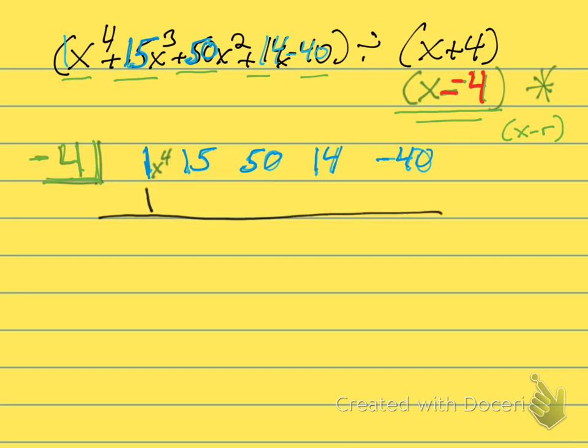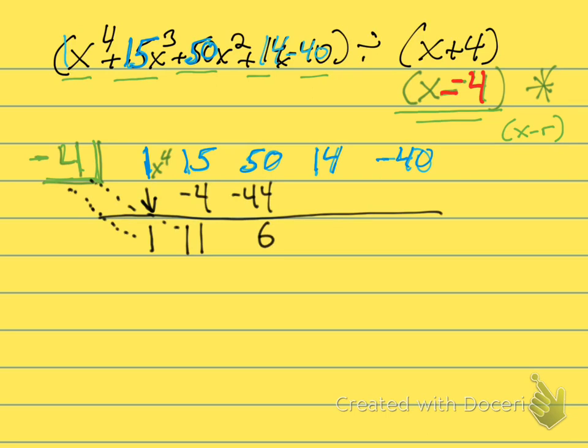To do synthetic division, we're first going to drop down the leading coefficient, which is 1, and then we're going to take -4, which is out here, times 1 to get -4, and we're going to add straight down, and this will give us 11. And then we're going to take that -4 times that new number that we created from adding down. That's going to give us -44. So we will add down again to get 6.